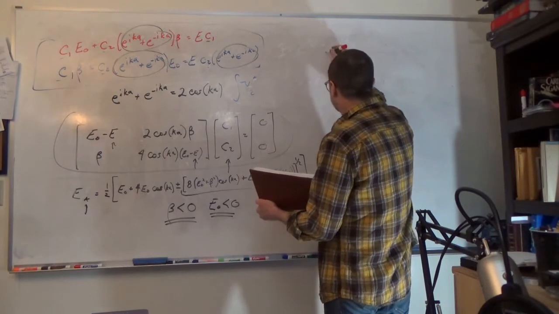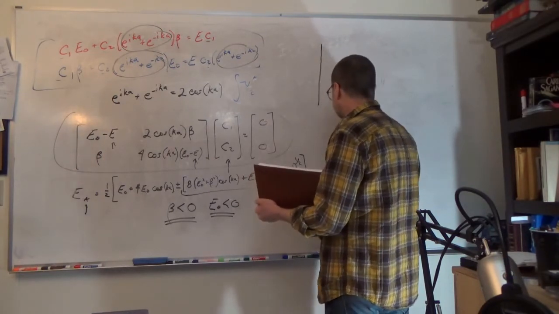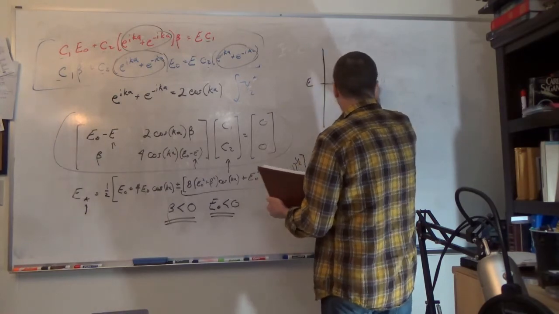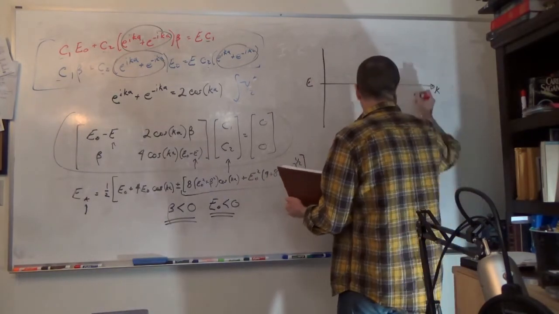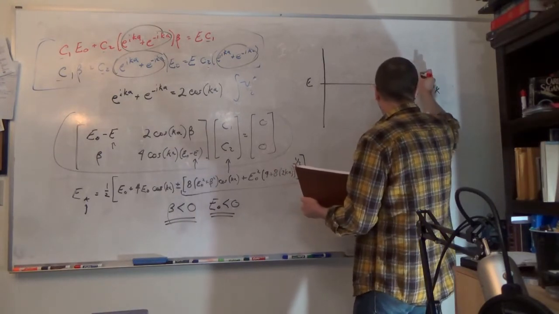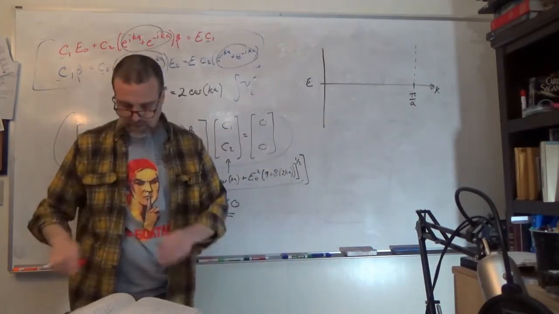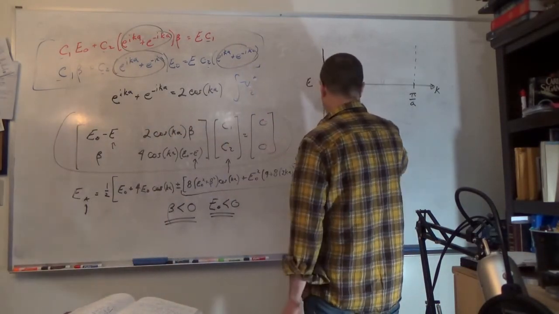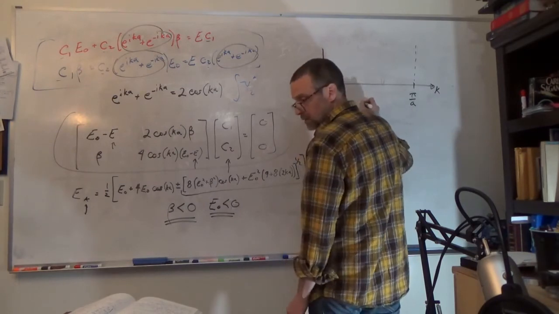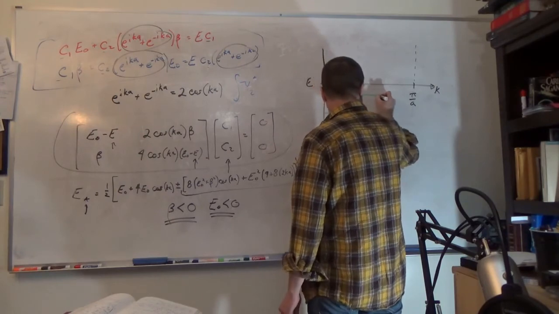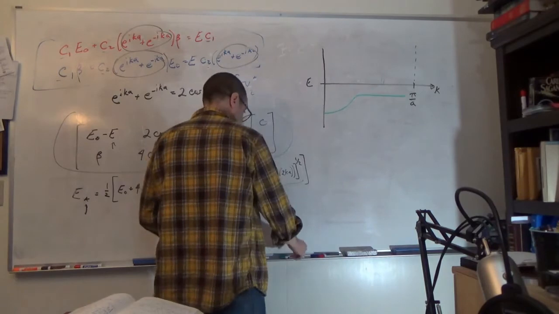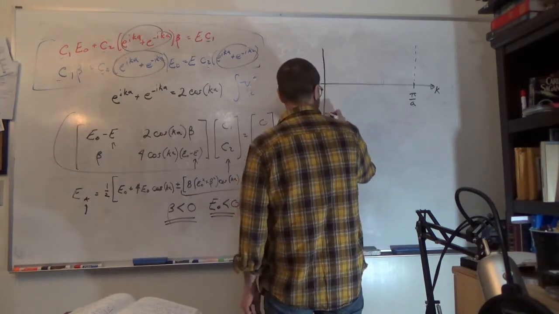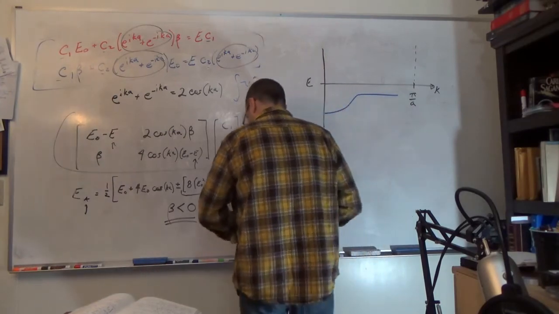But you will get solutions that do this. E versus k, call this pi over a. One of your eigenvalues does this, and the other eigenvalue, I know green doesn't show up very well, let's put blue instead, does this. And the other eigenvalue will do this.